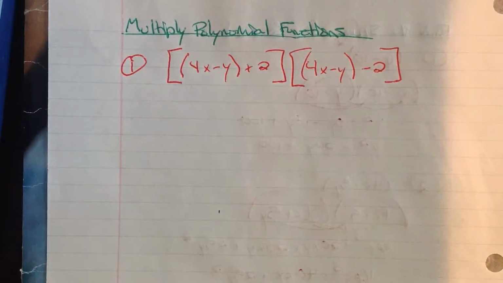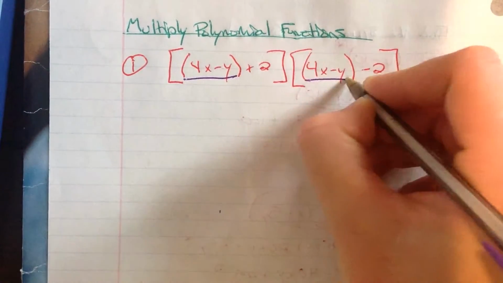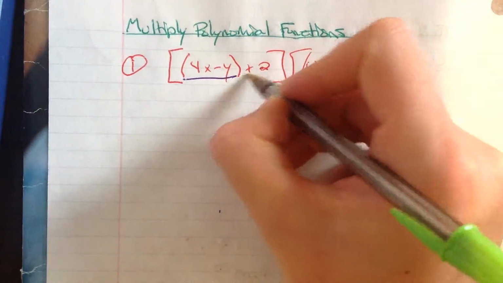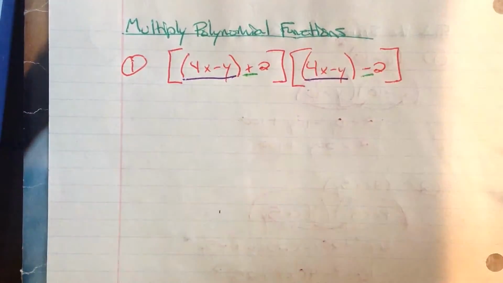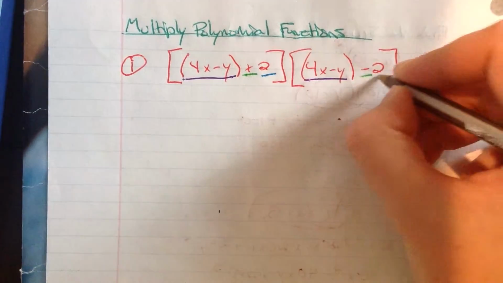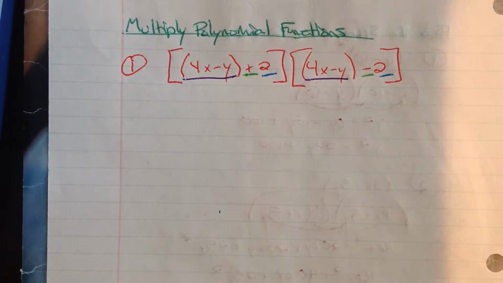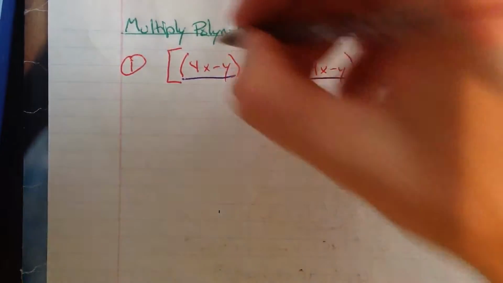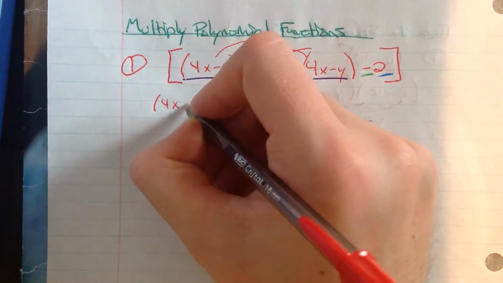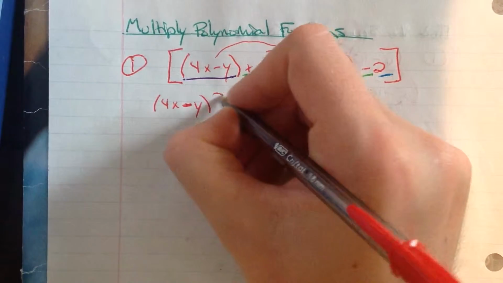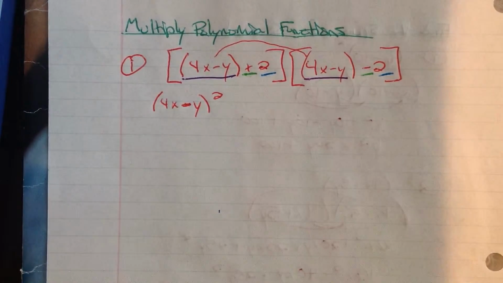These are conjugate pairs. For as complex as they look, this is the same, plus and minus the same second number. So really, remember that those middle terms we expect to cancel out as we multiply this. So our first times first would give us 4x minus y squared, because there's two of them being multiplied together.